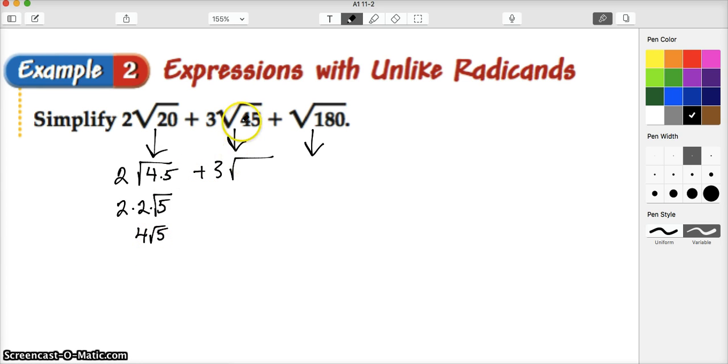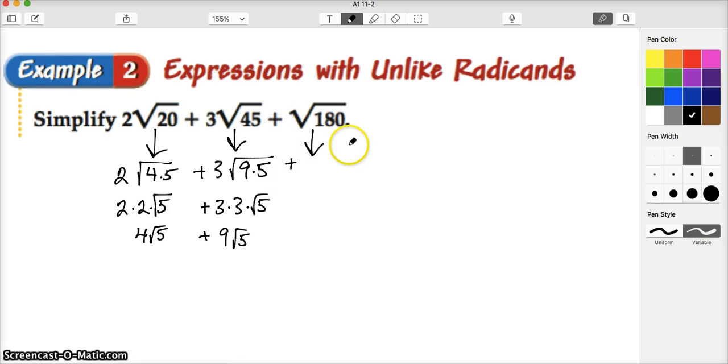Here we go again. I'm going to write this as the product of two numbers, one of which hopefully is a perfect square. That number is 9, 9 times 5. 9 is a perfect square, so I can take the square root of that, and I would get 3. This would be 3 times the square root of 5, so I get 9 root 5. Notice we started off with different radical expressions, but I can find some commonality in them sometimes.